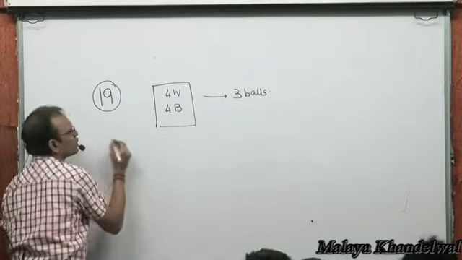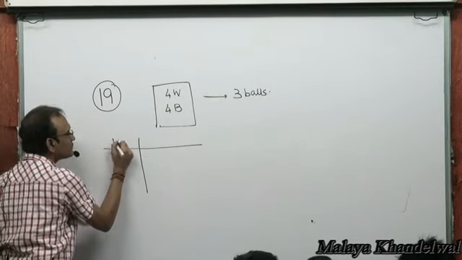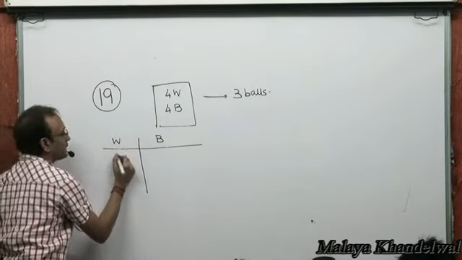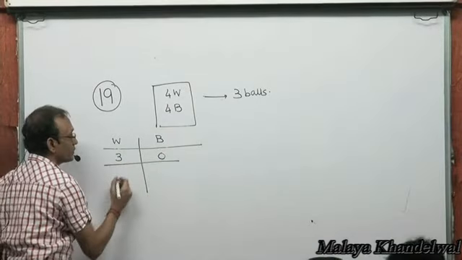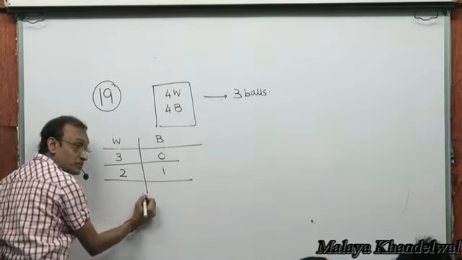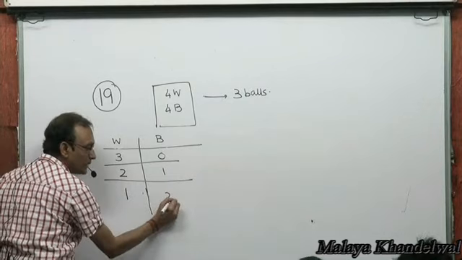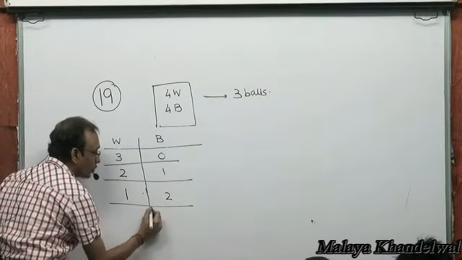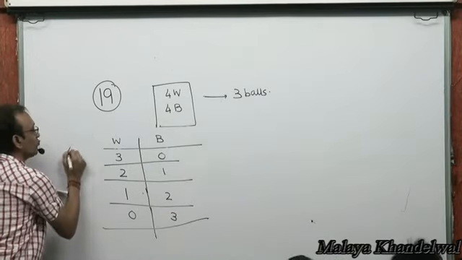Now, what are the total possibilities when I draw 3 balls? I can have 3 white balls and 0 black balls. This is one possibility. Or I can have 2 white balls and 1 black ball. That's a second possibility. Or I can have 1 white ball and 2 black balls. That's a third possibility. Or I can have 0 white balls and 3 black balls. Then there are only 4 possibilities.